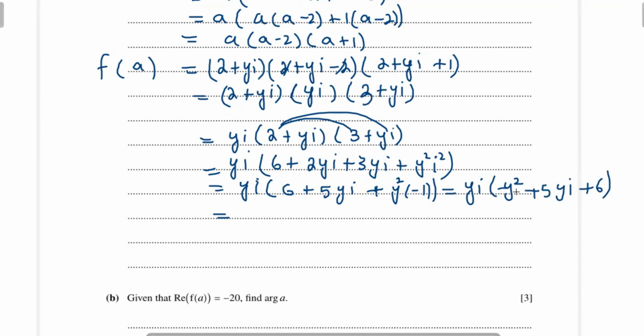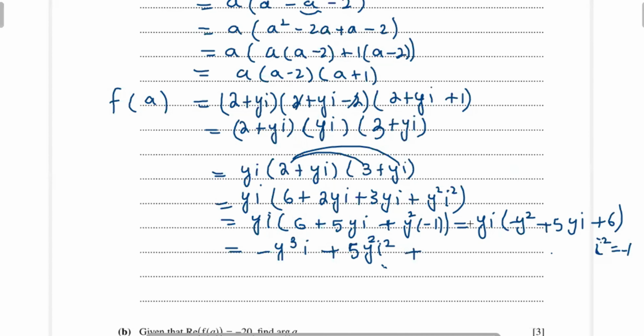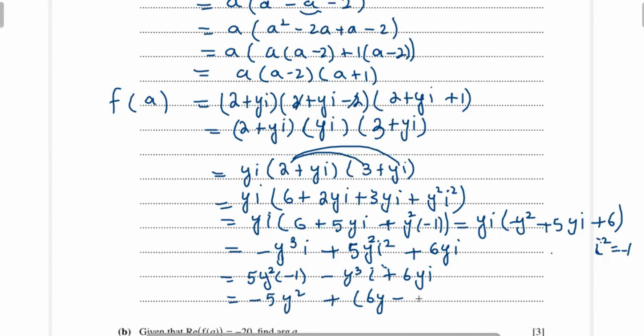Now we multiply yi into minus y squared, which gives minus y cubed i, then 5y squared i squared, and yi multiplied by 6 gives 6yi. Now i squared equals minus 1, therefore 5y squared i squared is minus 5y squared. So the real part is minus 5y squared and the imaginary part is 6y minus y cubed, times i. And this is the answer.